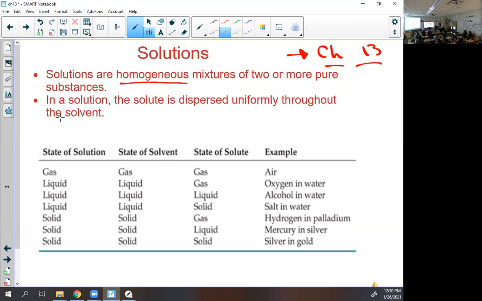Okay, moving on. In a solution, the solute is dispersed uniformly throughout. That makes sense because homogeneous means it's all uniform. It's all the same. All right, solutions don't just mean liquids mixed together. So we have gas, and air is a solution. It has oxygen, it has nitrogen, it has a few other things, carbon dioxide, things like that. We can have liquid in gas, liquid in liquid, solid in liquid, gas in solid, liquid in solid, solid in solid. So there's all sorts of combinations of solutions.